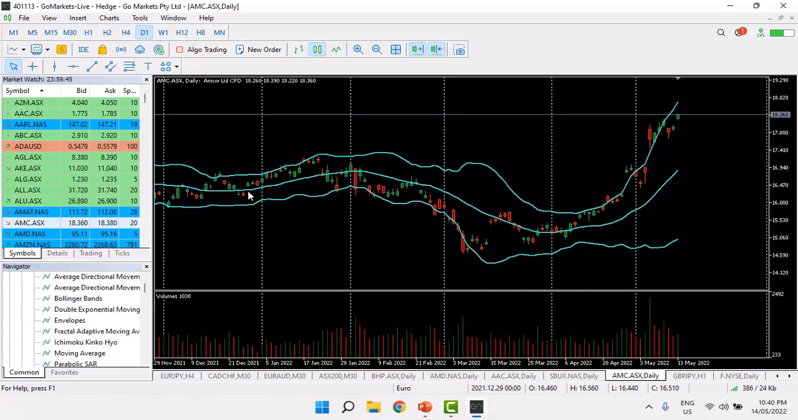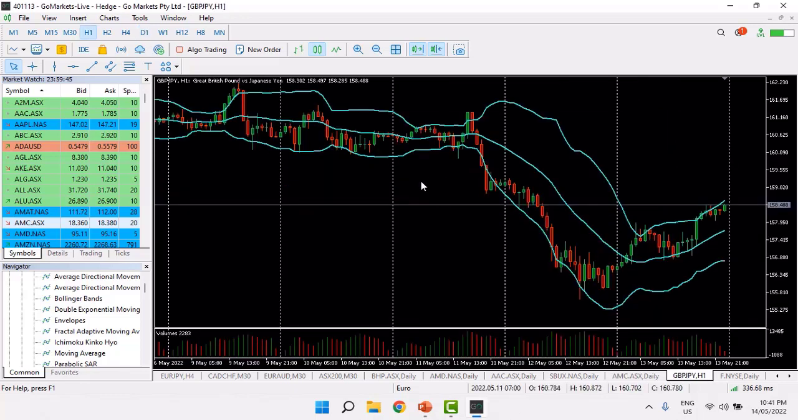Alternatively, as we suggested, if we see the bands widen after a period of congestion, which we had here between November and February, then that's an added tick to say that this is now breaking out of congestion. It isn't just restricted, of course, to daily charts on shares or share CFDs, but also can be utilized on other asset classes.